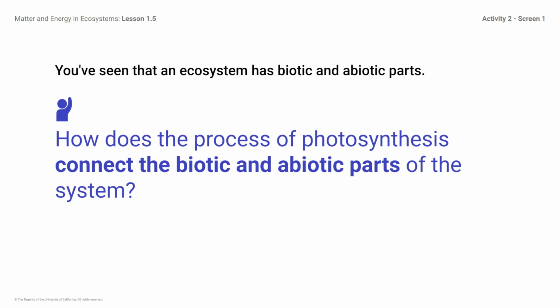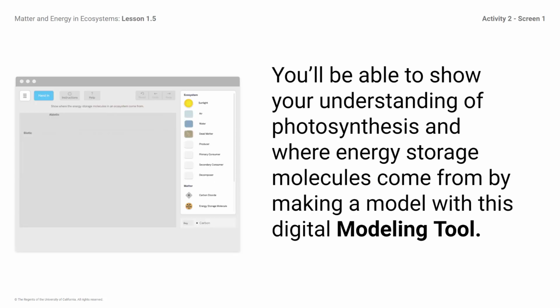You might say, during photosynthesis, producers take in carbon dioxide from the abiotic part of the ecosystem, from air or water, and use it to make energy storage molecules. Carbon from the abiotic part of the ecosystem is now in producers, and they are in the biotic part of the ecosystem. You'll be able to show your understanding of photosynthesis and where energy storage molecules come from by making a model with this digital modeling tool.